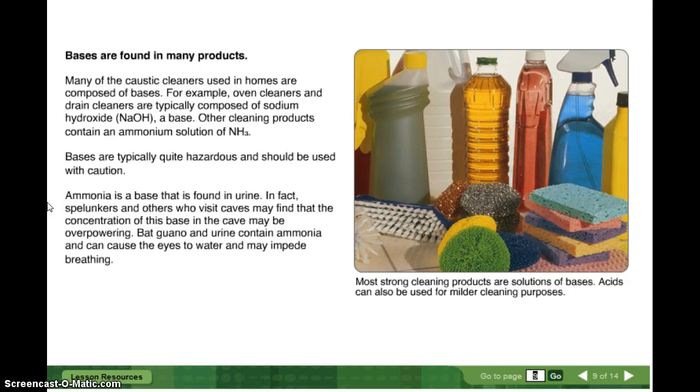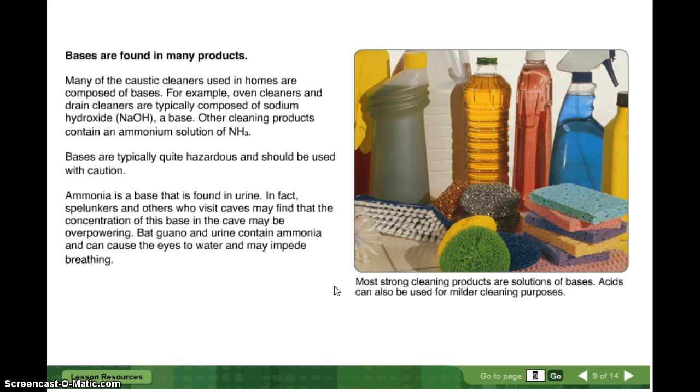Ammonia is a base that is found in urine. In fact, spelunkers and others who visit caves may find that the concentration of this base in the cave may be overpowering. Bat guano, which is feces, and urine contain ammonia and can cause the eyes to water and may impede breathing. Most strong cleaning products are solutions of bases.